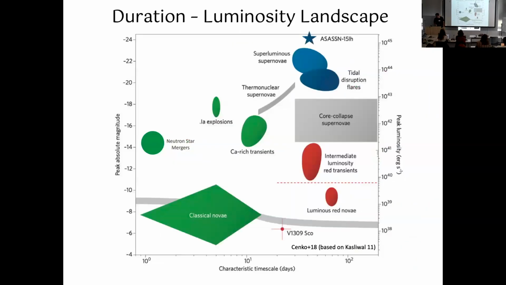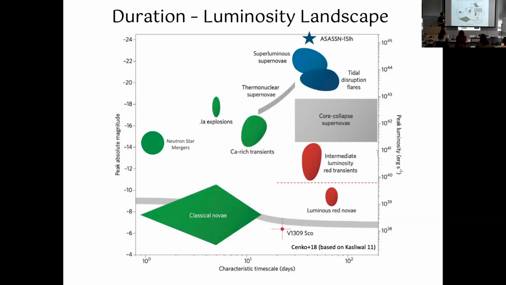So anyways, that was just my brief primer on these different transients. You can put them in this type of famous diagram popularized by Monty Kasliwal, where you have the peak absolute magnitude, or equivalently peak luminosity, of a transient versus its characteristic timescale. And you have very common things like classical novae, which are mostly seen in our own galaxy and nearby galaxies. You have common things like supernovae, so ordinary thermonuclear supernovae and core collapse supernovae, which I mentioned.